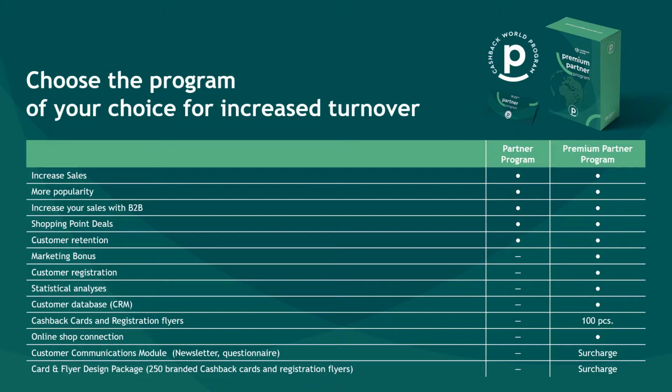If you want to expand your Premium Partner Program further, we have a customer communications tool and a card and flyer design package for you. The Customer Communications tool gives you the option of keeping your customers up to date on all offers using the newsletter. And the Customer Survey module helps you to get direct feedback from your customers. Using the card and flyer design package, you can receive additional cards and flyers which give you the option of adding your logo to the card and the flyer, and thus lend your customer loyalty program a personal note.